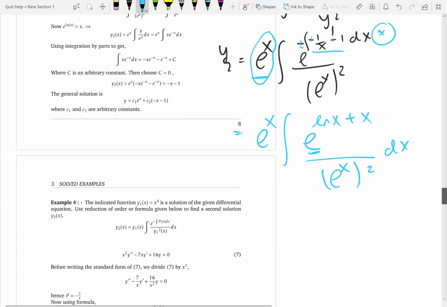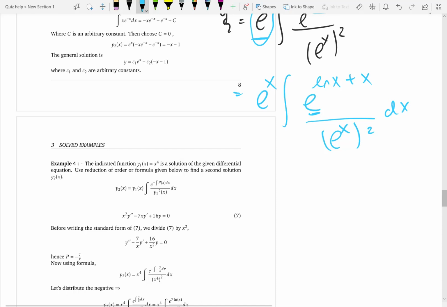All right. So now, once you do that small integration, you get this e term simplified. That should be the next step if you're using the formula. How can we simplify? Well, we can break this term up by writing e to the ln x times e to the x. Okay? All right.